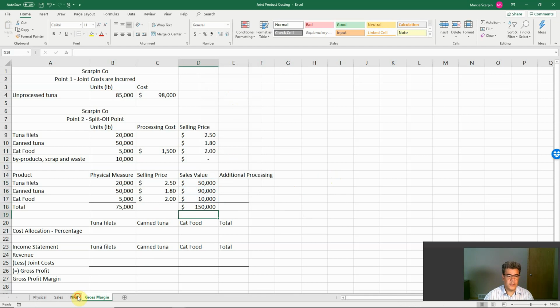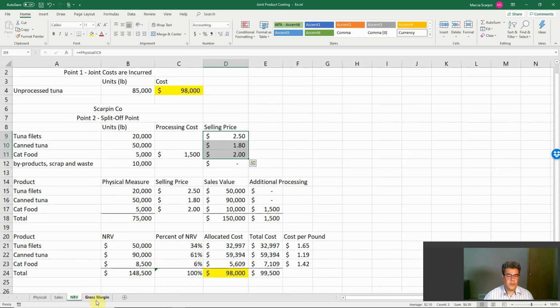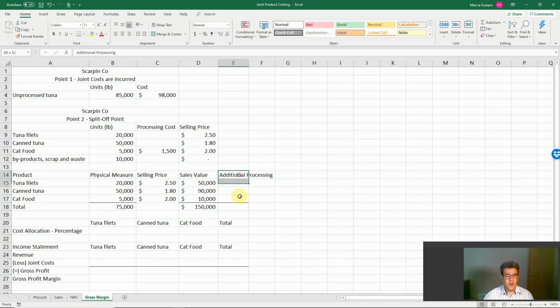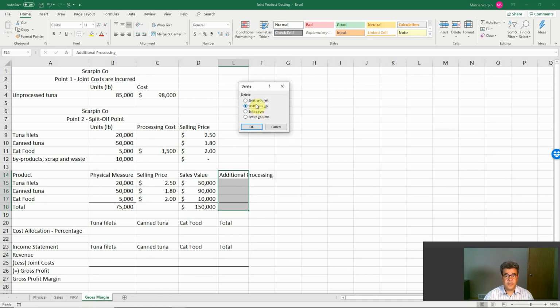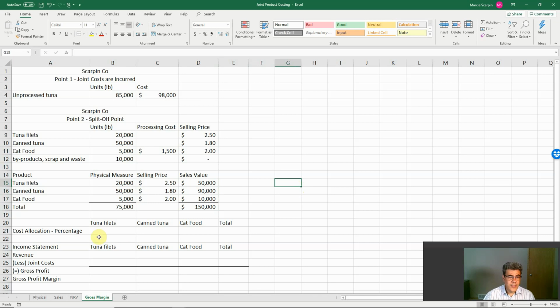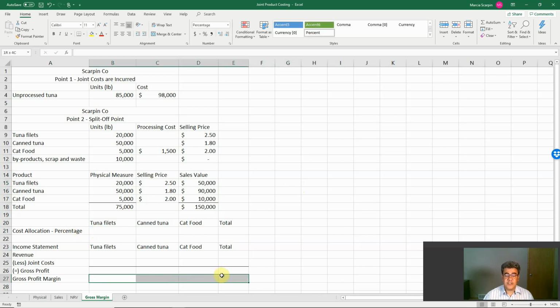$1,000. Okay, let's double check here. Yes. And additional processing, we will not be working with that, so we can delete it. That is just like you have. So we need to find some percentage here to give us the same gross profit margin.